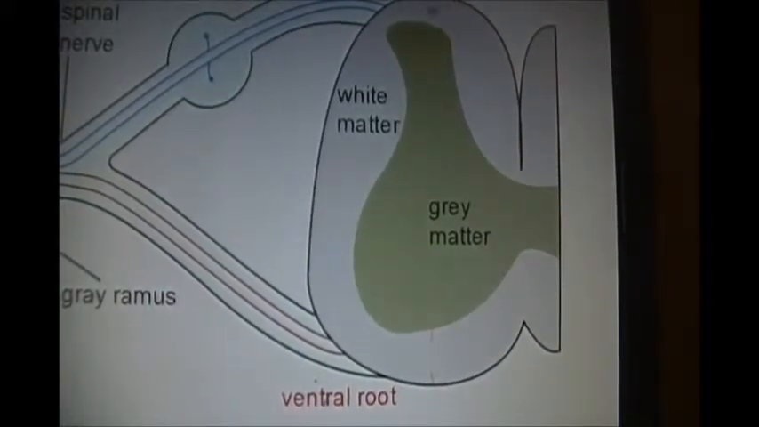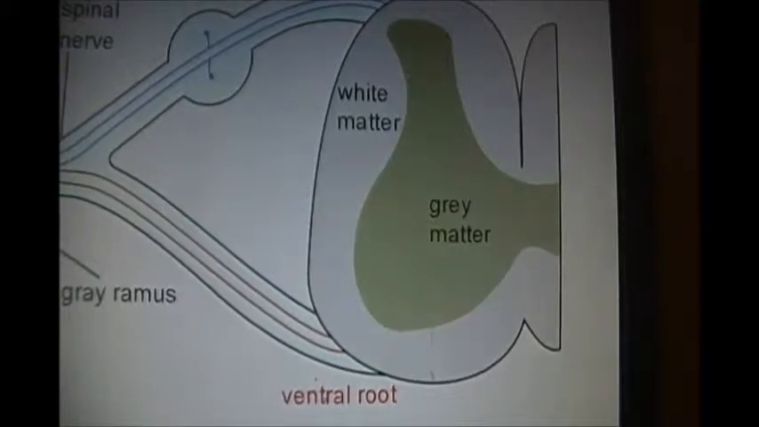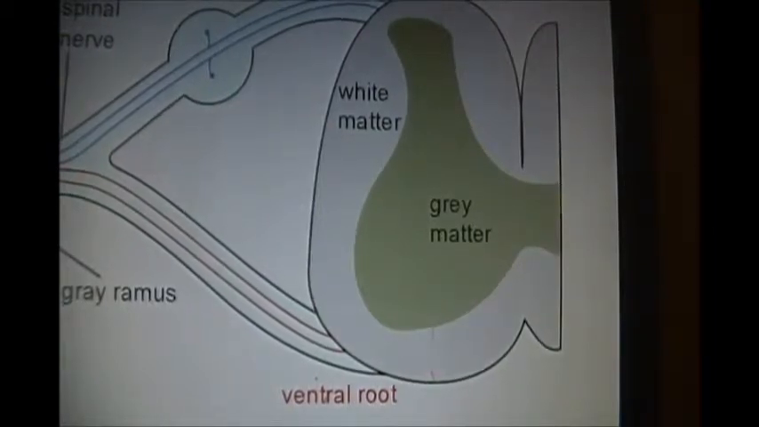This is the internal structure of the spinal cord. The white matter surrounds the gray matter. The gray matter is H-shaped or butterfly shaped. This is the anterior horn. This is the posterior horn of the gray matter, and this is the lateral horn. Similarly, the white matter is divided into three: the anterior funiculus, the lateral, and the posterior funiculus.